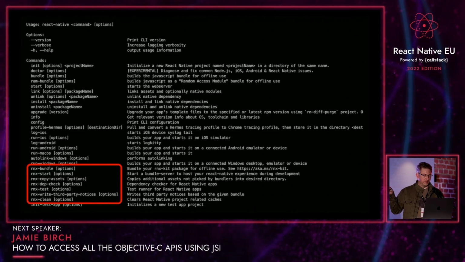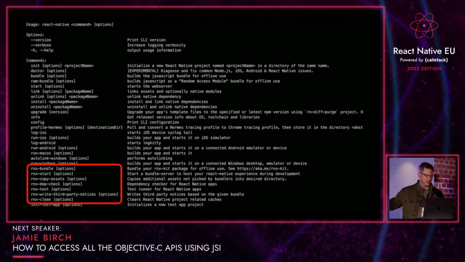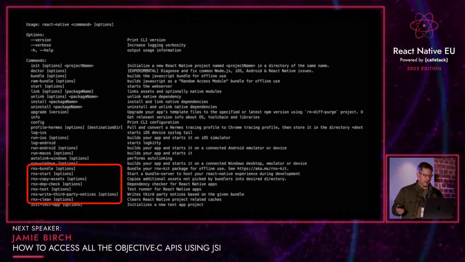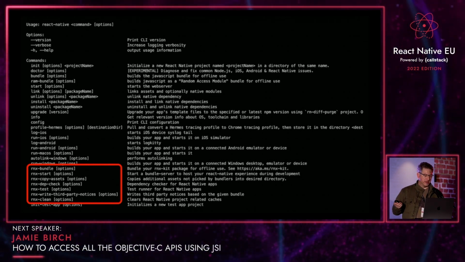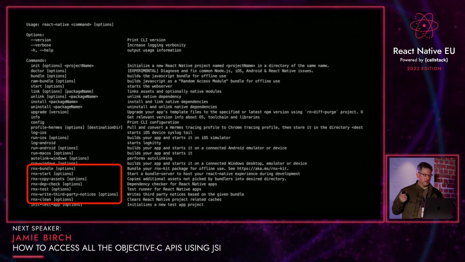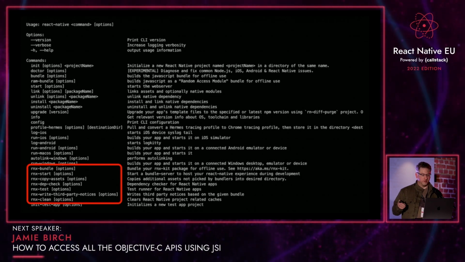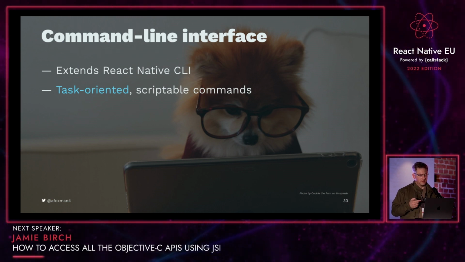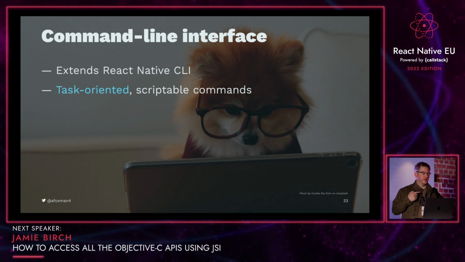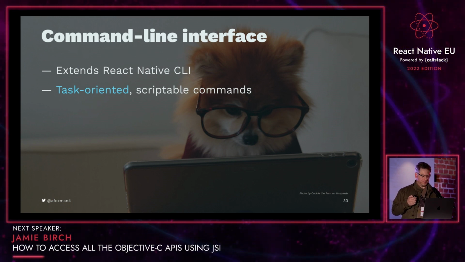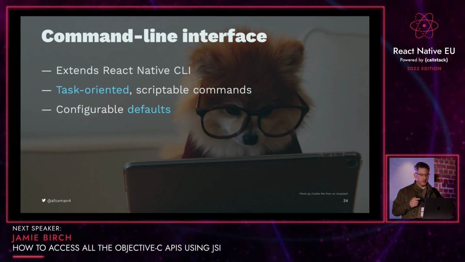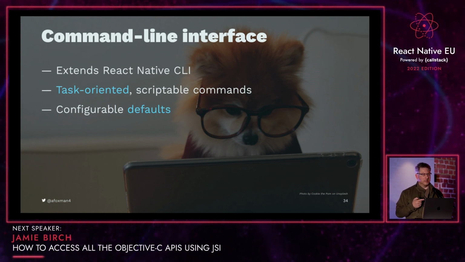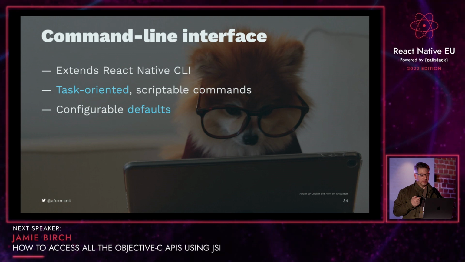It's a little hard to read, but we have all these commands that start with RNX. There's a bundle command, a start command, one for dep check, one to clean out your repo, and so on and so forth. These are really task-oriented, scriptable commands that you can use in CI or on your command line. They're really focused on helping you get work done, and also looking and feeling like the tasks you already use.